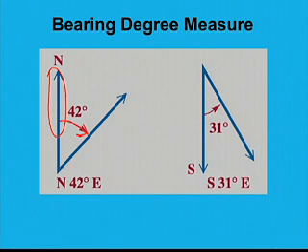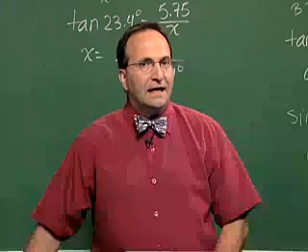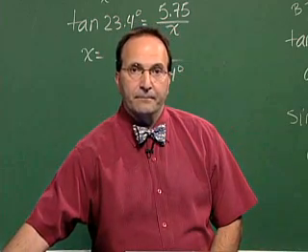In the second example on the right, we have south 31 degrees east. So this time we start on the southern line and we move 31 degrees towards the east. In my next example, I have south 40 degrees west, and that's on the left-hand side. And on the right-hand side, I have north 52 degrees west. Let's do an exercise using this method of bearing.